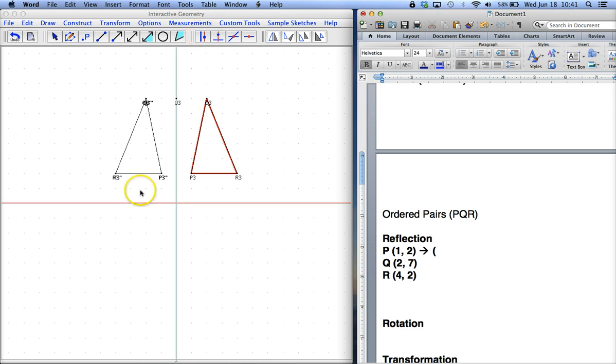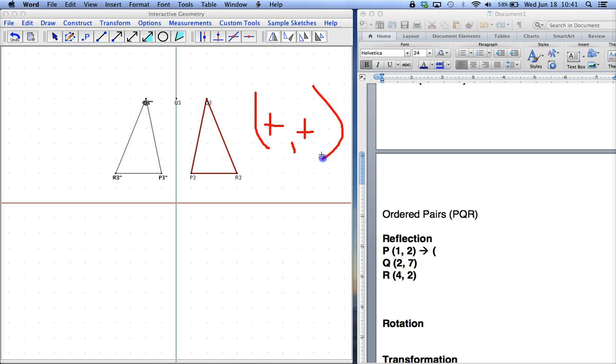Well, think about it as when you're imagining points, whenever you're on this side of the graph, your x is always positive and your y is always positive. But when you go to this side of the graph, your x is negative, but your y is still positive.